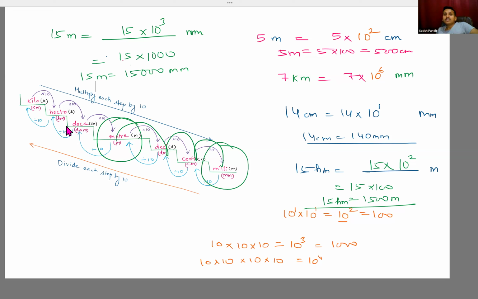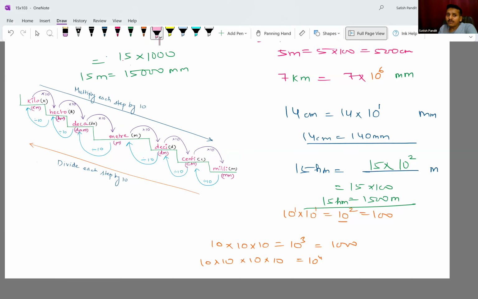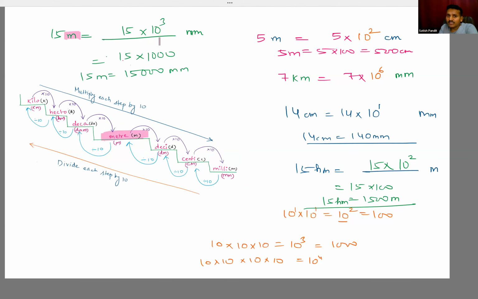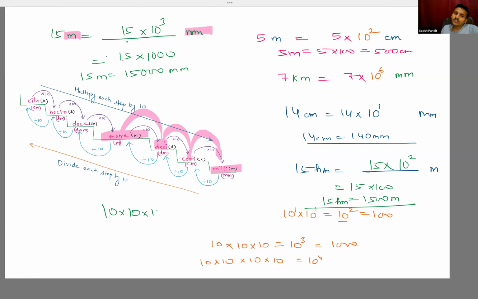See, whenever we are going down, we have to multiply each step by 10, right? Meter is here, millimeter is here. So 1 step, 2 step, and 3 step. We are taking 3 steps, and down we are going, right? So 3 steps down means each step we have to multiply by 10. So 3 steps we are going, 10 into 10 into 10. That means 10 to the power 3. And 15 is a number which is constant. So 15 into 10 to the power 3 millimeter. Yes or no?